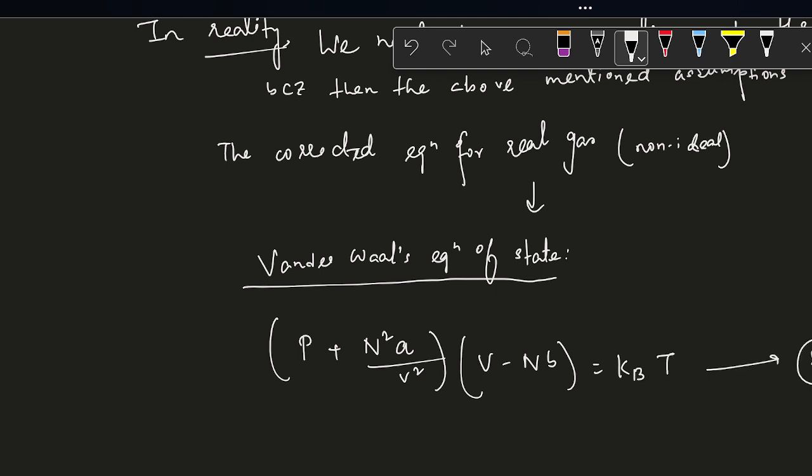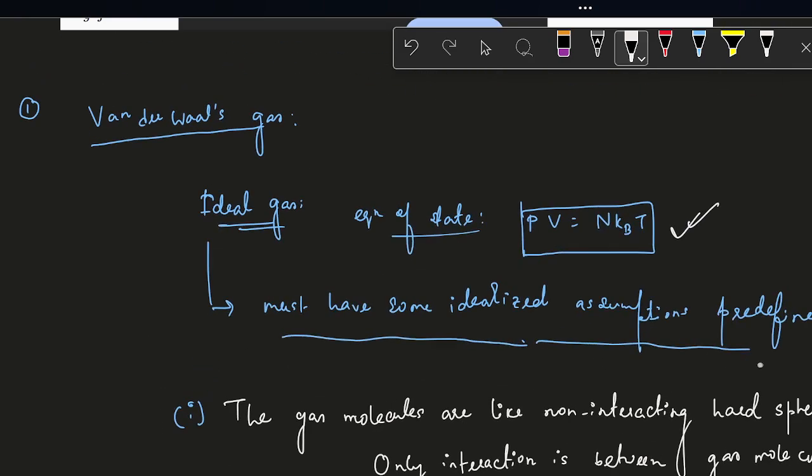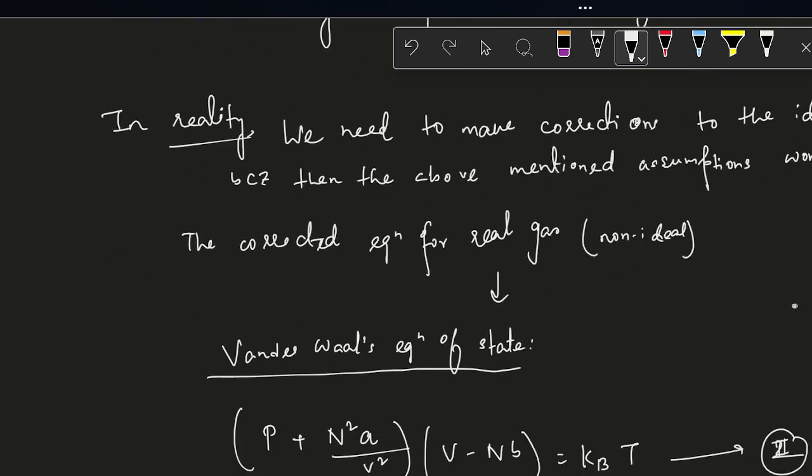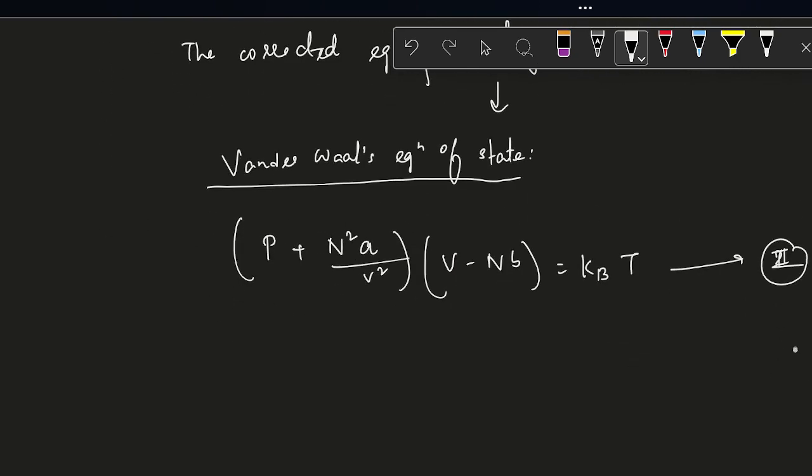Let's say this is equation number 2, and the initial one is equation number 1, which is for the ideal case, and this is for the non-ideal or real case. You can see that pressure is still P, that is the pressure of the total system, and volume is V, the volume of the whole container of the gas. k_B is the Boltzmann constant and T is the temperature of the gas.